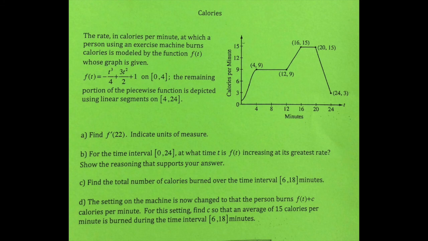The rate in calories per minute at which a person using an exercise machine burns calories is modeled by the function f of t, whose graph is given. F of t equals negative t cubed over 4 plus 3t squared over 2 plus 1 on the interval 0 to 4. The remaining portion of the piecewise function is depicted using linear segments on the interval 4 to 24.